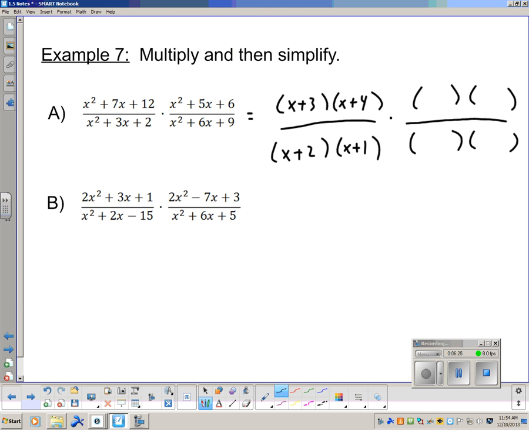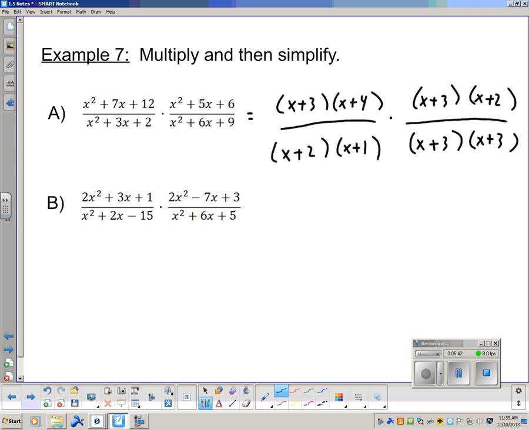x squared plus 5x plus 6 there multiplies to give me 6 and adds to give me 5. That would be 3 and 2. And the bottom one there, x squared plus 6x plus 9, what multiplies to give me 9 and adds to give me 6? That would be 3 and 3.